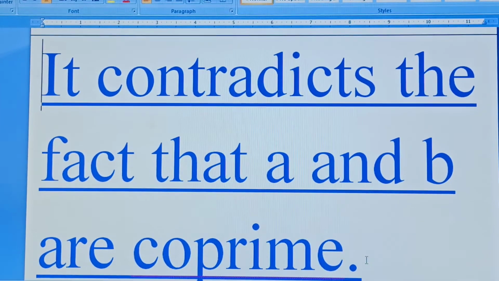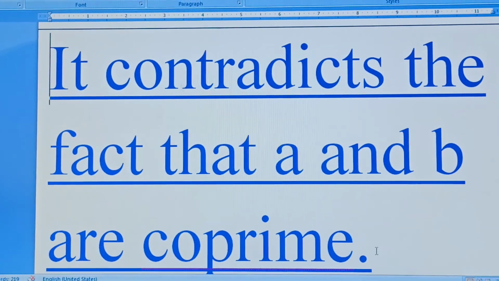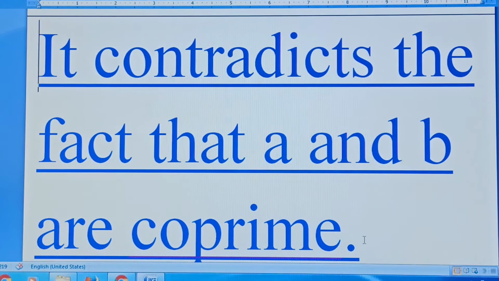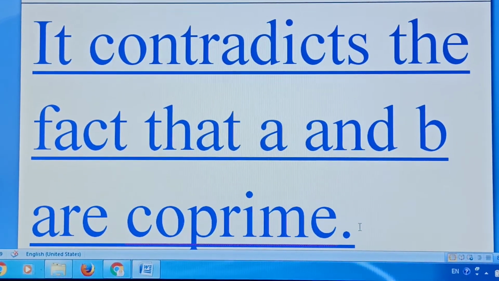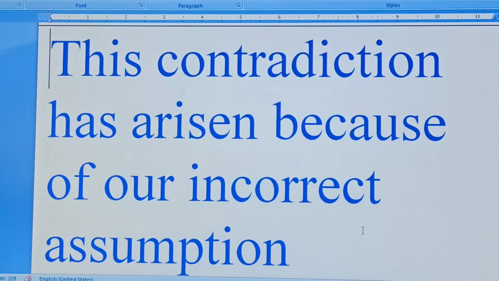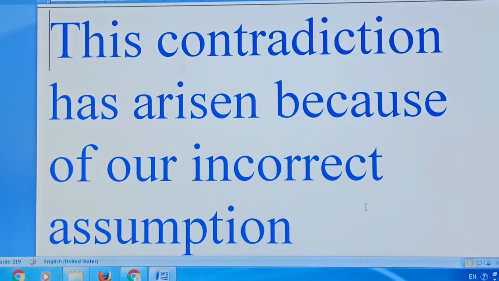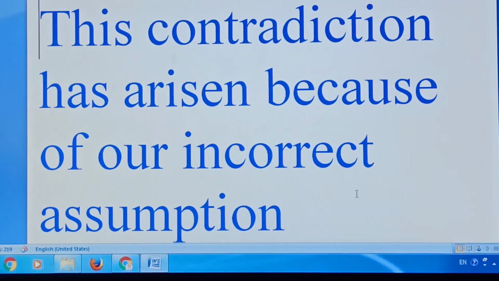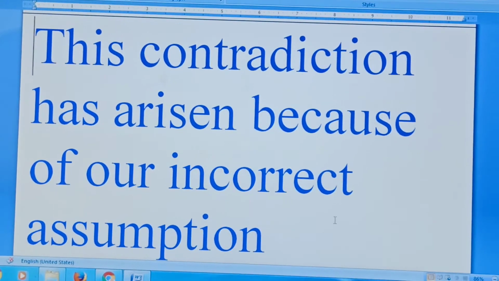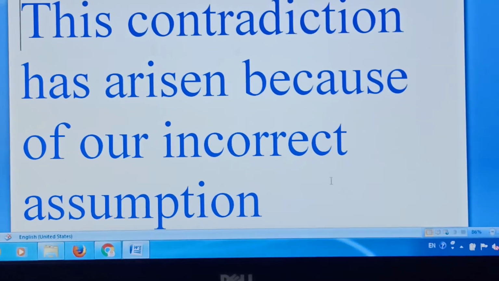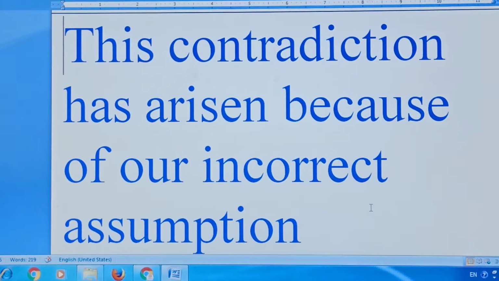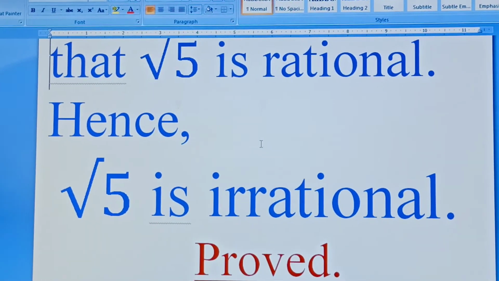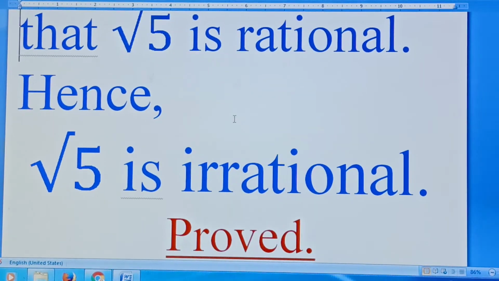It contradicts the fact that a and b are co-prime. And this contradiction has arisen because of our incorrect assumption that under root 5 is rational. Hence, under root 5 is irrational.